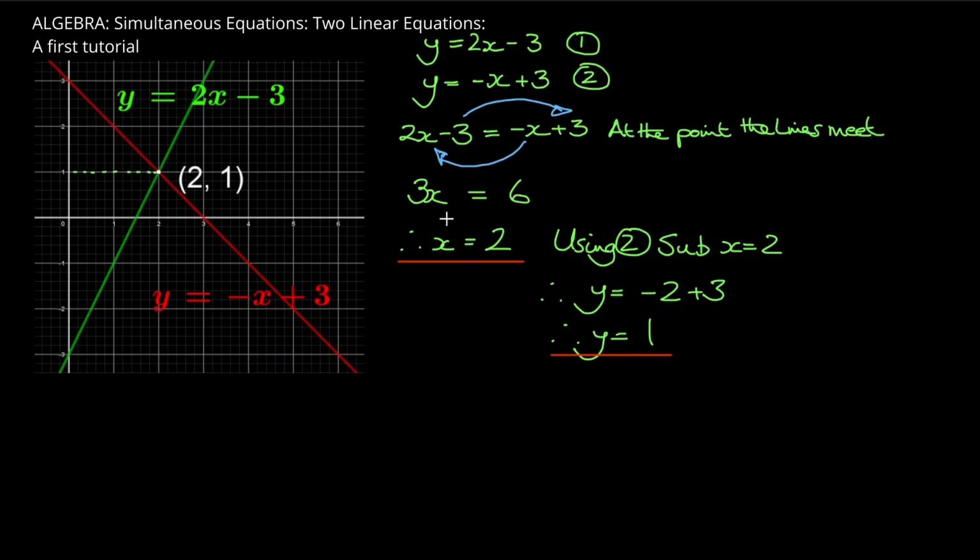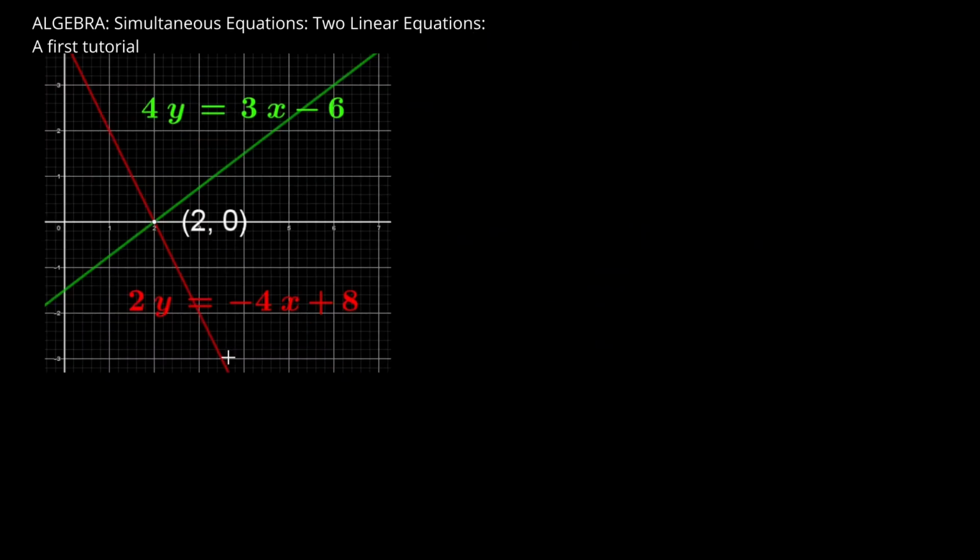Let's move on to a slightly more complicated arrangement. We've got two different lines here, and I've given you the answer. They meet at (2, 0). And I'm going to show you their solution in two different ways. The first method I'm going to show you is very similar to the simple solution we've just dealt with. And this method is called substitution.